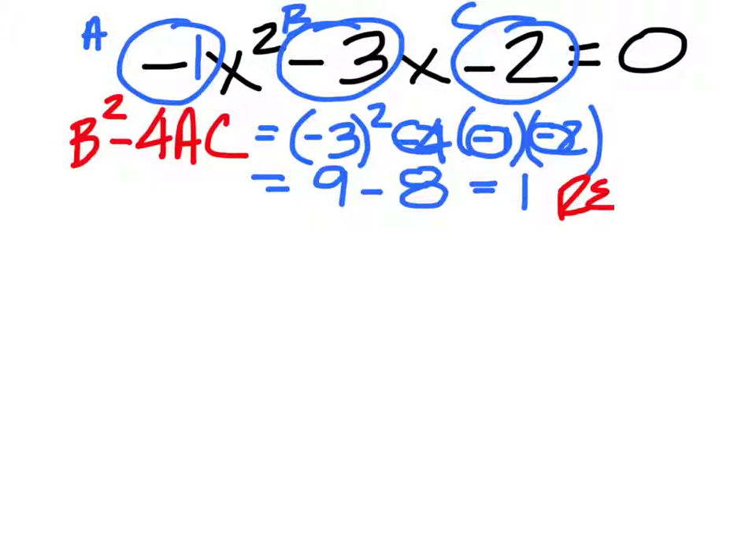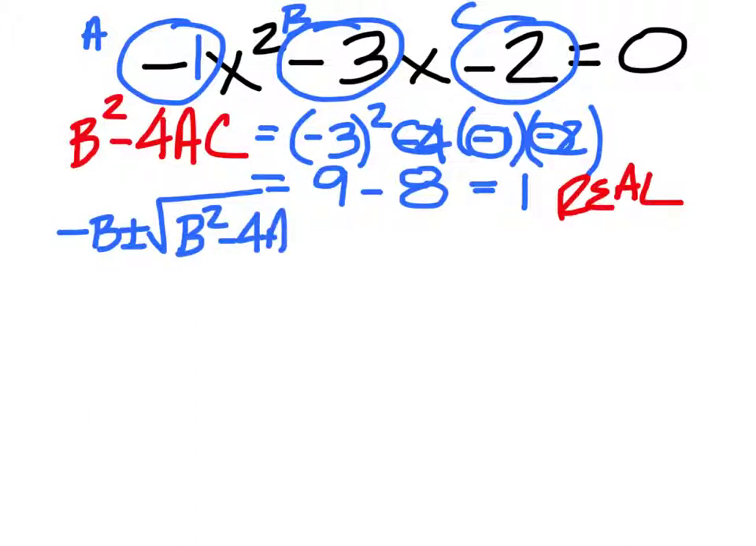That means the answer is going to be real. It's 0 or higher, so it's real. Now if you go into your quadratic formula, negative b plus or minus the square root of b squared minus 4ac over 2a, you got to plug in what you know, but don't forget, you've already done this part.